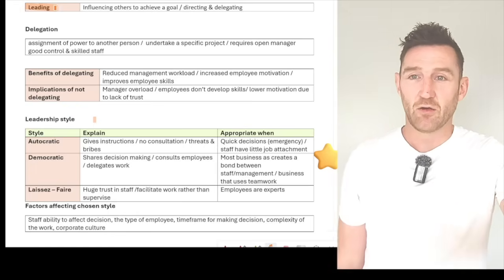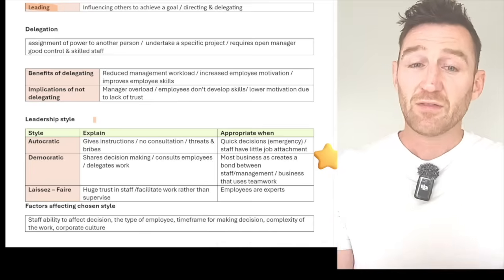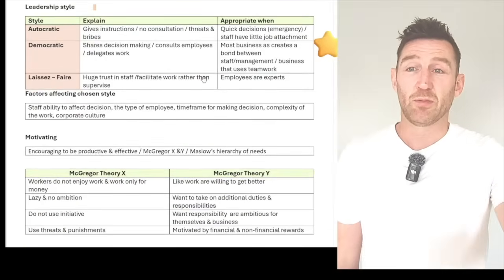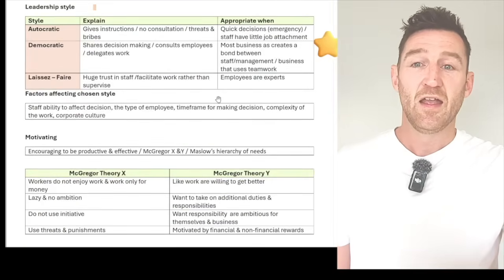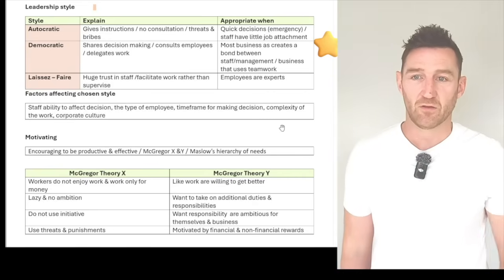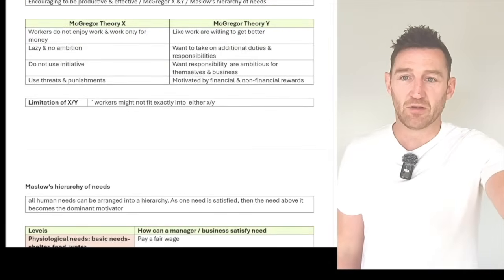So leading, know that definition, be very tight on it. The leadership styles, that's up there in the predicted videos. So I'd be well able to explain the 3 styles with 2 sentences of keyword info and know when they're appropriate, and kind of knowing the benefits of each. Motivation, X and Y and Maslow came up last year.